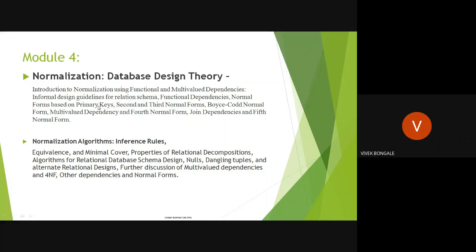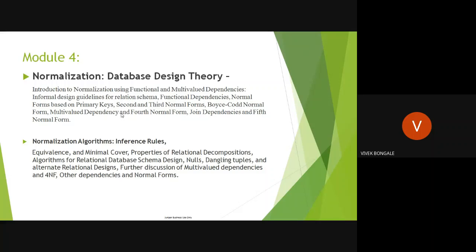Introduction to normalization using functional dependency and multivalued dependency, informal design guidelines for relation schema, functional dependency, normal forms based on the primary key: second, third, Boyce-Codd normal form, then fourth normal form and fifth normal form. All those concepts we're going to see in the first chapter. In the second chapter, we're going to see inference rules, equivalence and minimal cover, properties of relational decomposition, algorithms for relational database design, schema design, and null values and dangling tuples. These are some of the concepts we're going to see in the fourth module.